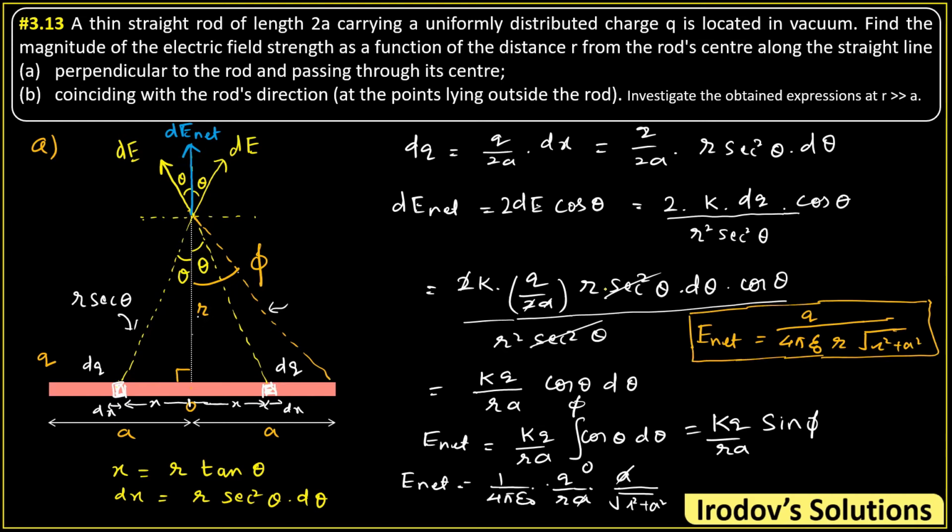And when r is much larger than a, what we can do here is neglect this a square in terms of r square. So in that case, when r is much larger than a, E will be reduced to q upon 4 pi epsilon naught r square. And now let's see the second case.